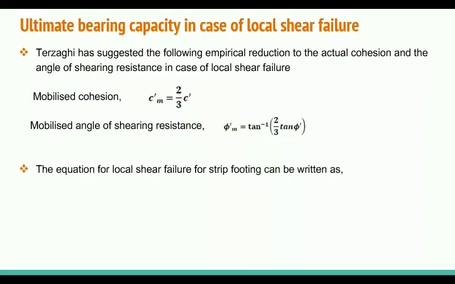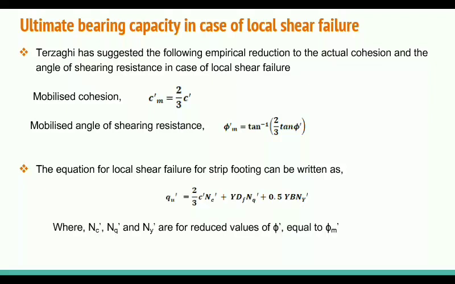So the equation for local shear failure for the strip footing can be written by putting the value of c'm in place of c', and the value of phi'm in place of phi', where Nc, Nq, and N gamma are for the reduced value, phi'm. Right? Are you getting my point? Same formula we can apply, but in the case of local shear failure, in place of c' we will apply c'm, and in place of phi' we will apply phi'm.